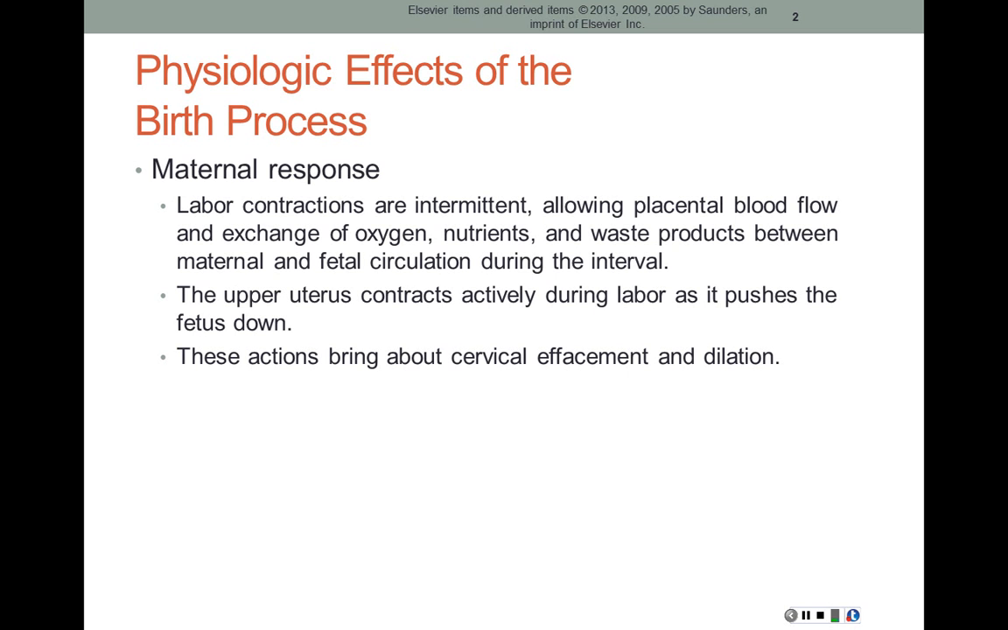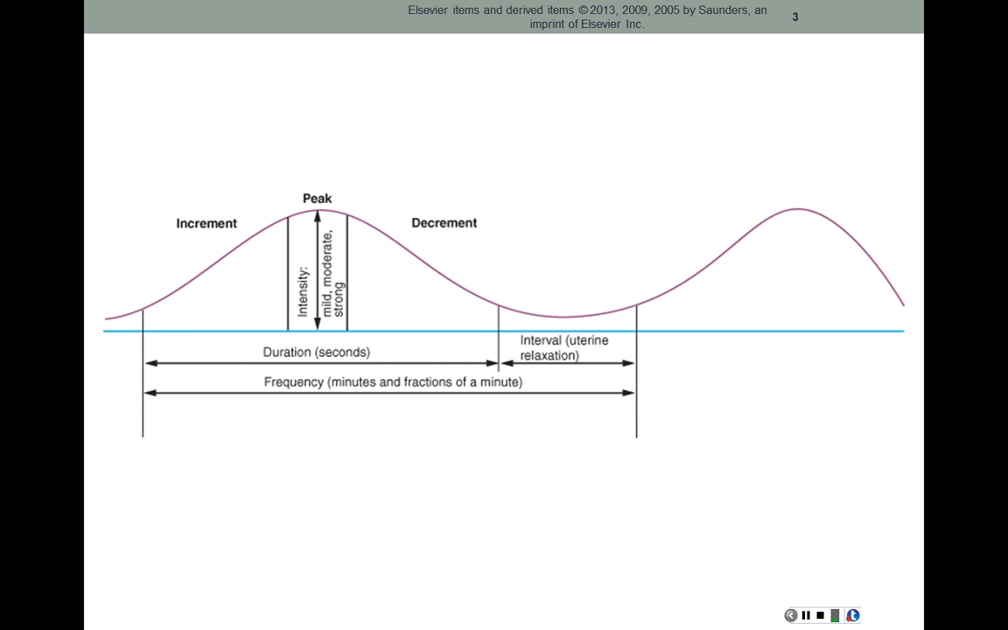The upper uterus contracts actively to help push the fetus down, and this is actually what causes the changes in the cervix to occur. And the changes in the cervix include effacement and dilation. Now, this is in your book, and it is just a representation of an actual contraction occurring.